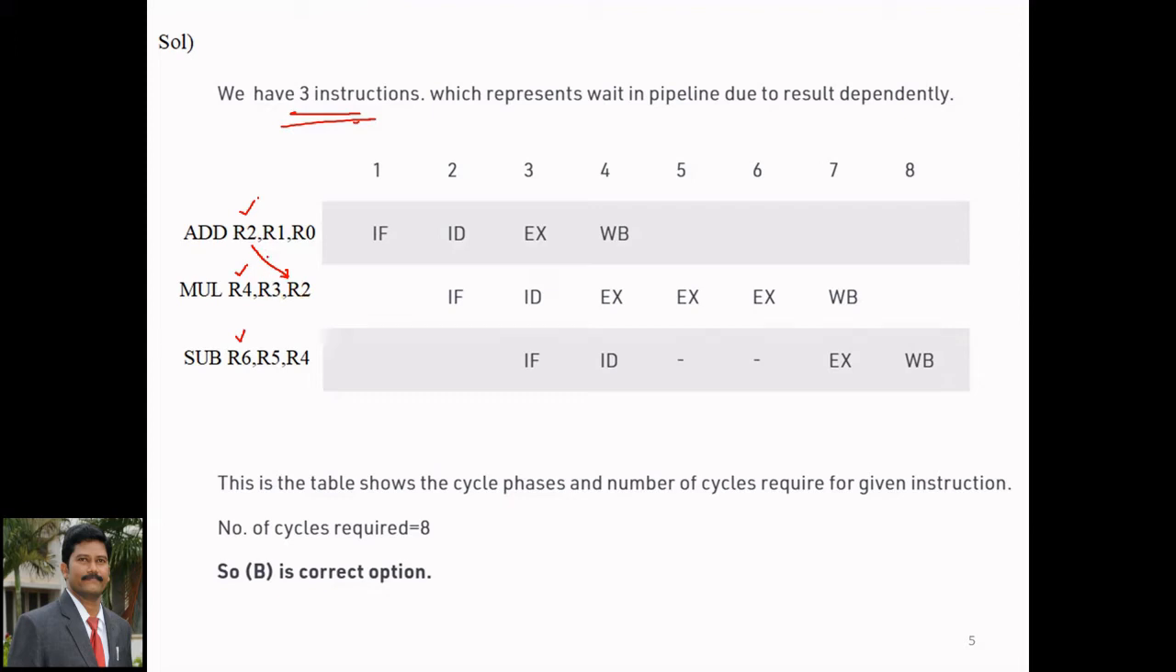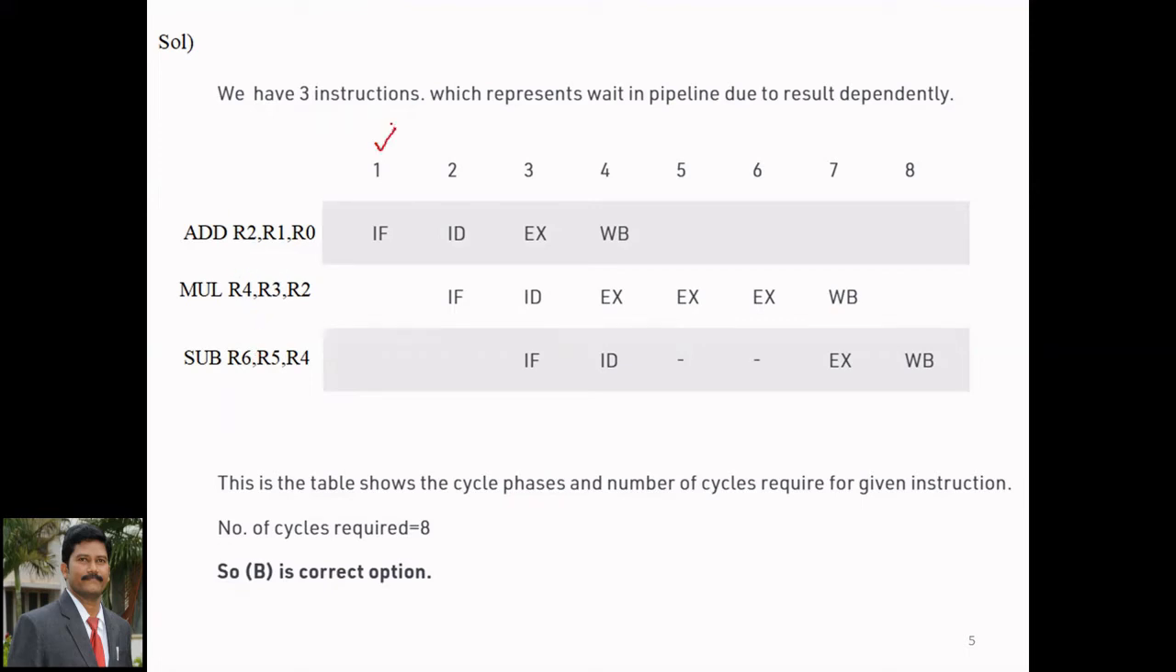These 2 instructions are dependent. In the same way, if you observe I2 and I3, after executing this you will get R4, and then R4 is one of the operands we need to take here. So these I2 and I3 are also data dependent.